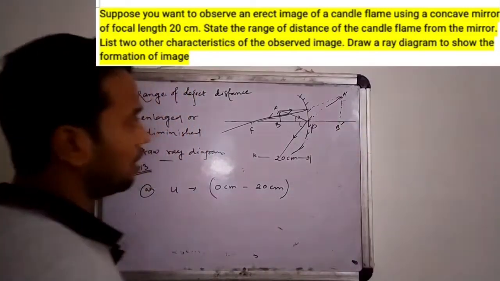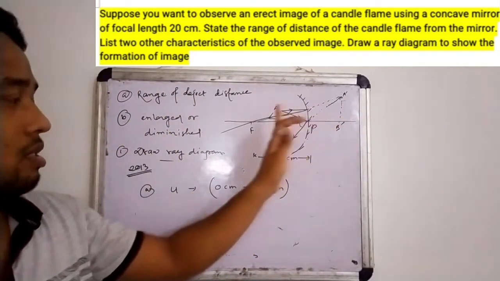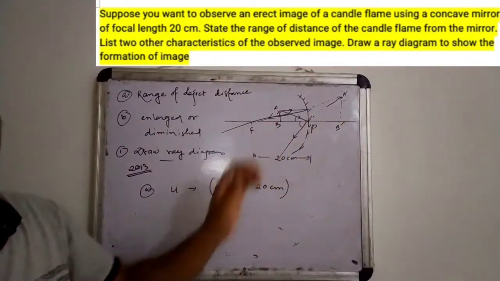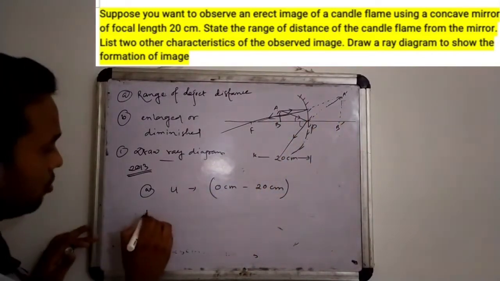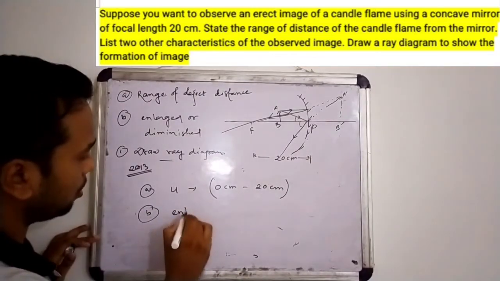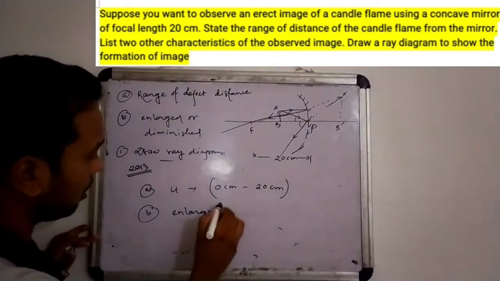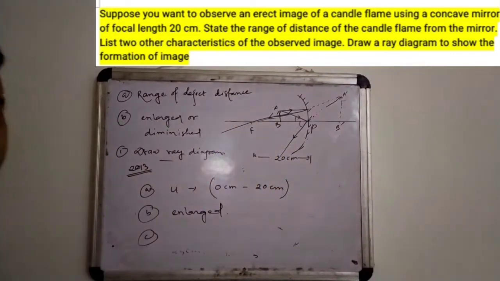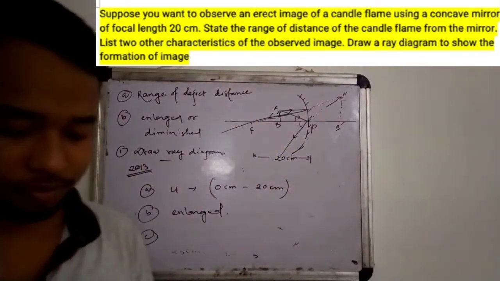So this is our erect image, and the size of the image is greater than the size of the object. So the image will be enlarged. Number B is the right answer.